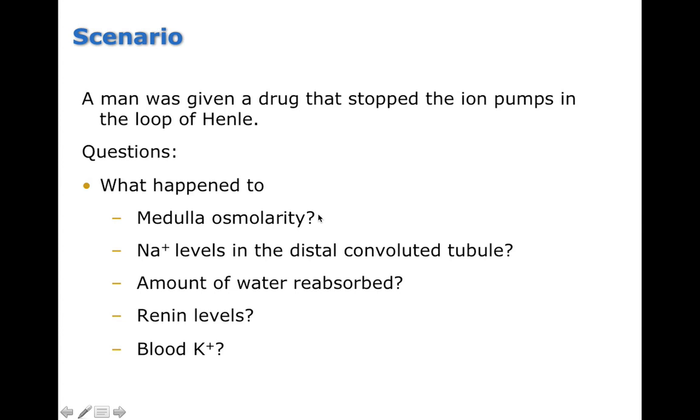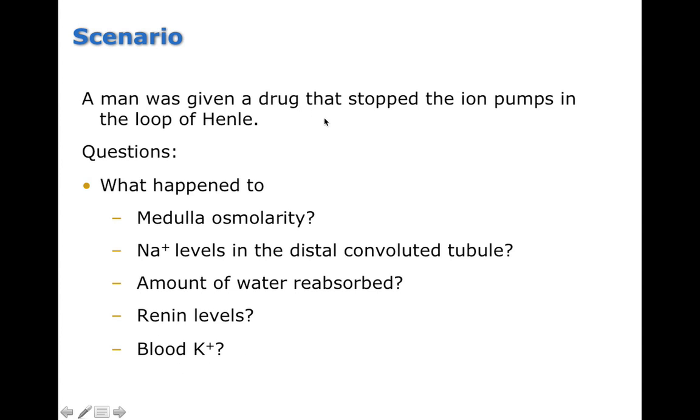Well, if they're not reabsorbing these salts, then the medulla will become less salty, or have a decrease in osmolarity. And there's going to be more sodium left over in the filtrate, so there's more sodium in the distal convoluted tubule. You can't reabsorb water without reabsorbing the sodium, because water is only reabsorbed via osmosis. And if you have a lot of sodium in the distal convoluted tubule, that's going to cause the release of renin. And if you release a lot of renin, that's going to cause you to secrete too much potassium, because aldosterone is going to cause you to reabsorb more sodium but also secrete potassium, leading to hypokalemia.